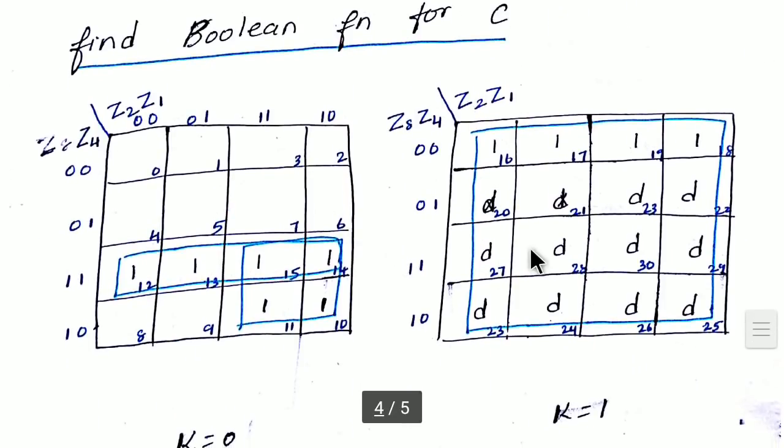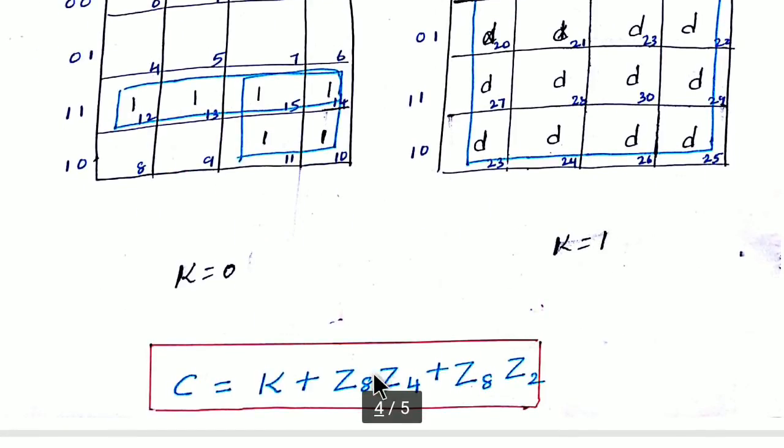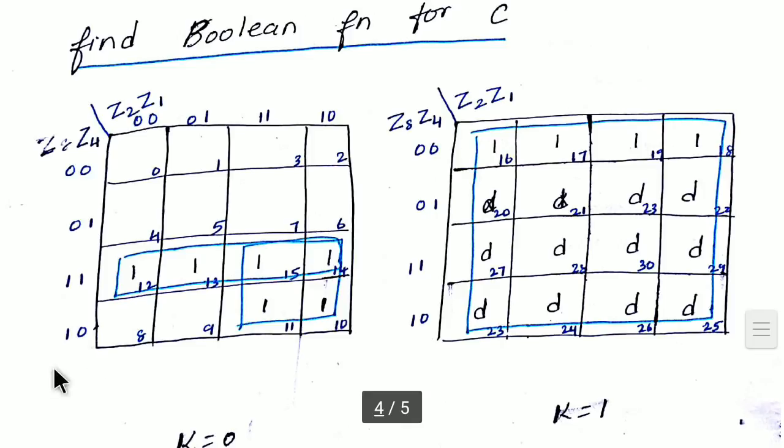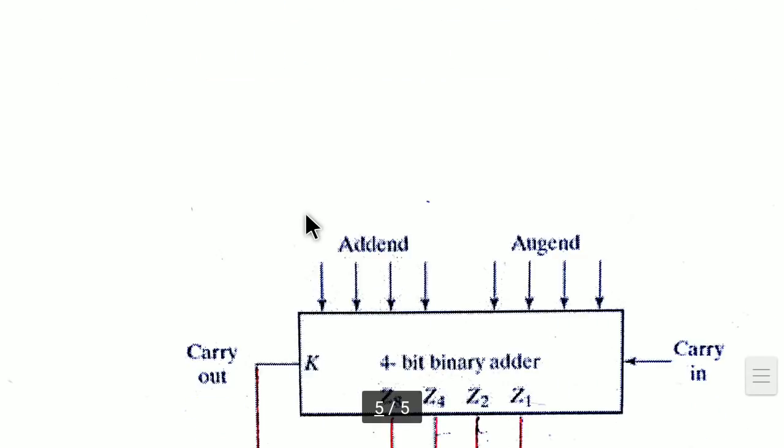In the same way, look at this case, all the values are getting selected. So Z8, Z4, Z2, Z1, everything is becoming 1. The only thing which is left out is K. So I am writing K here. Then the last value is this, where Z4 is getting cancelled and Z1 is getting cancelled. So I am left with Z8, Z2. This is how I am getting the Boolean function for my C.